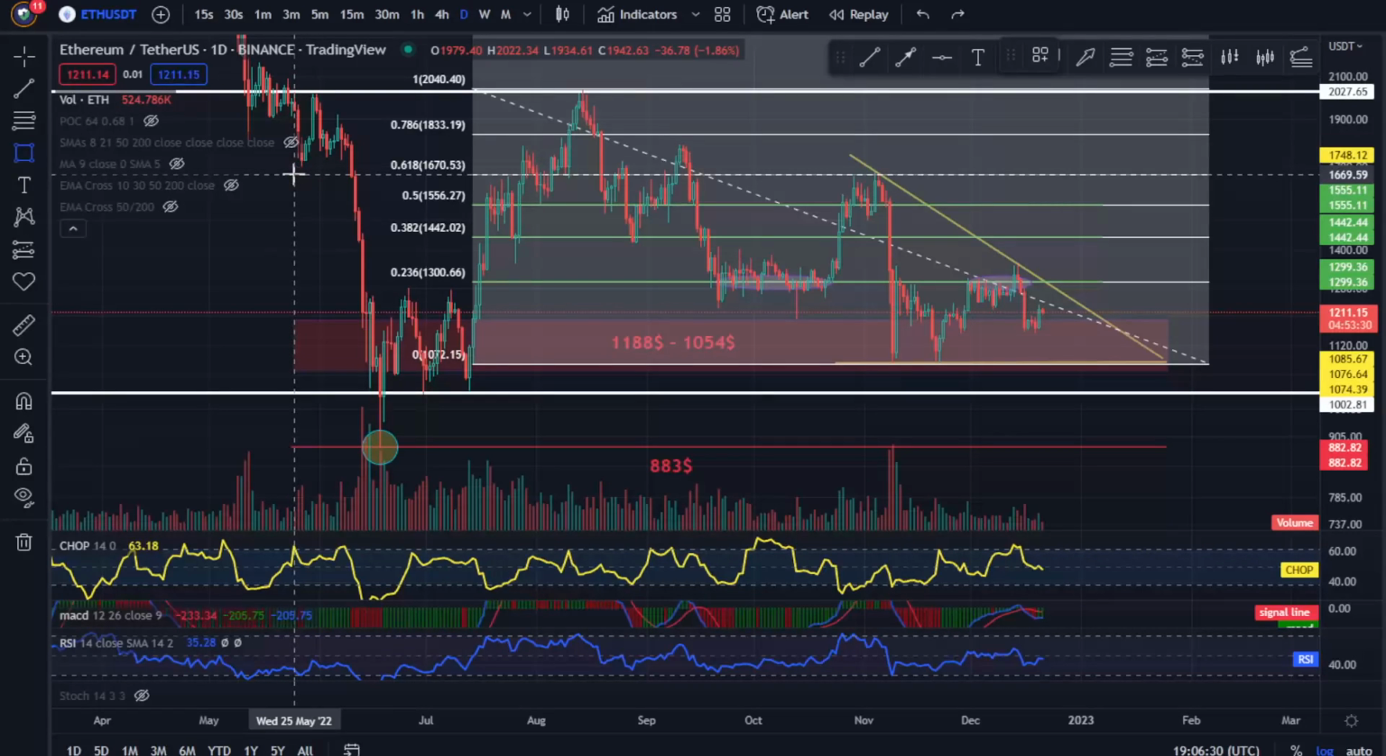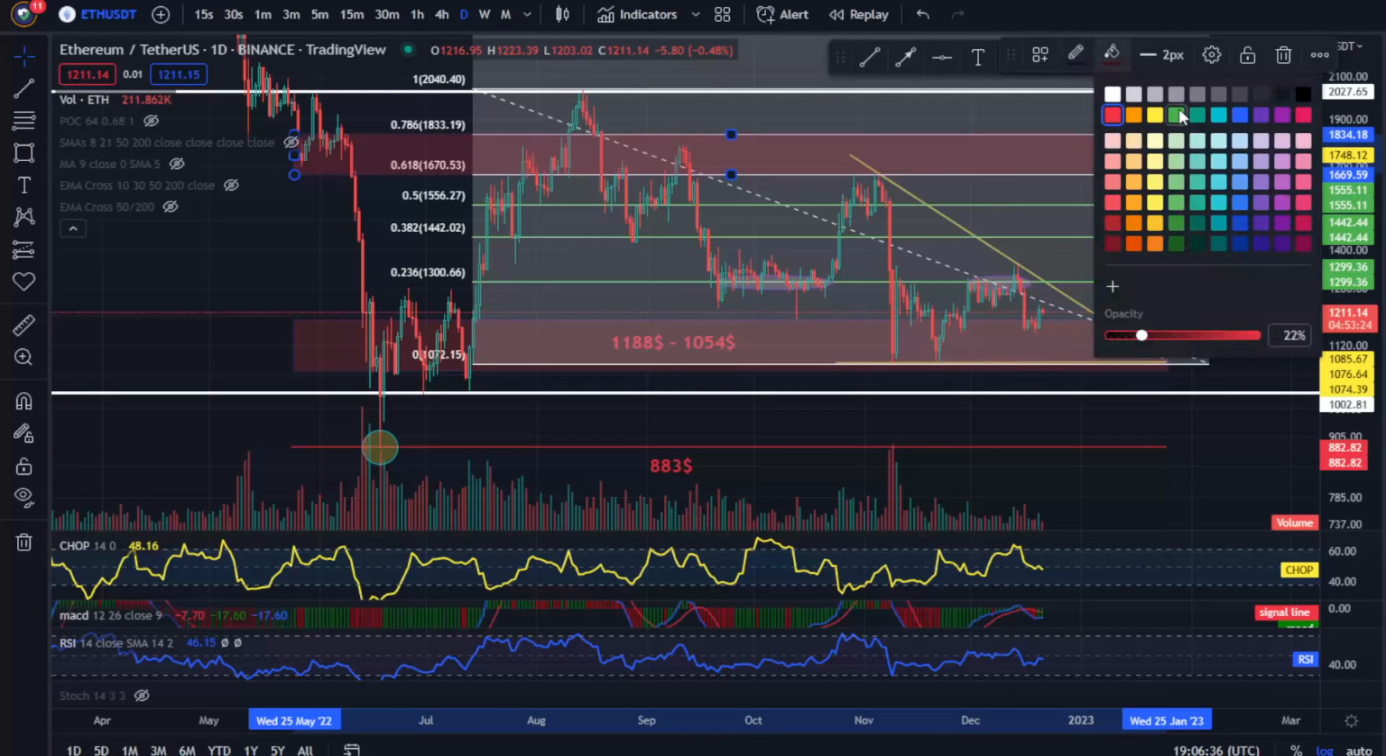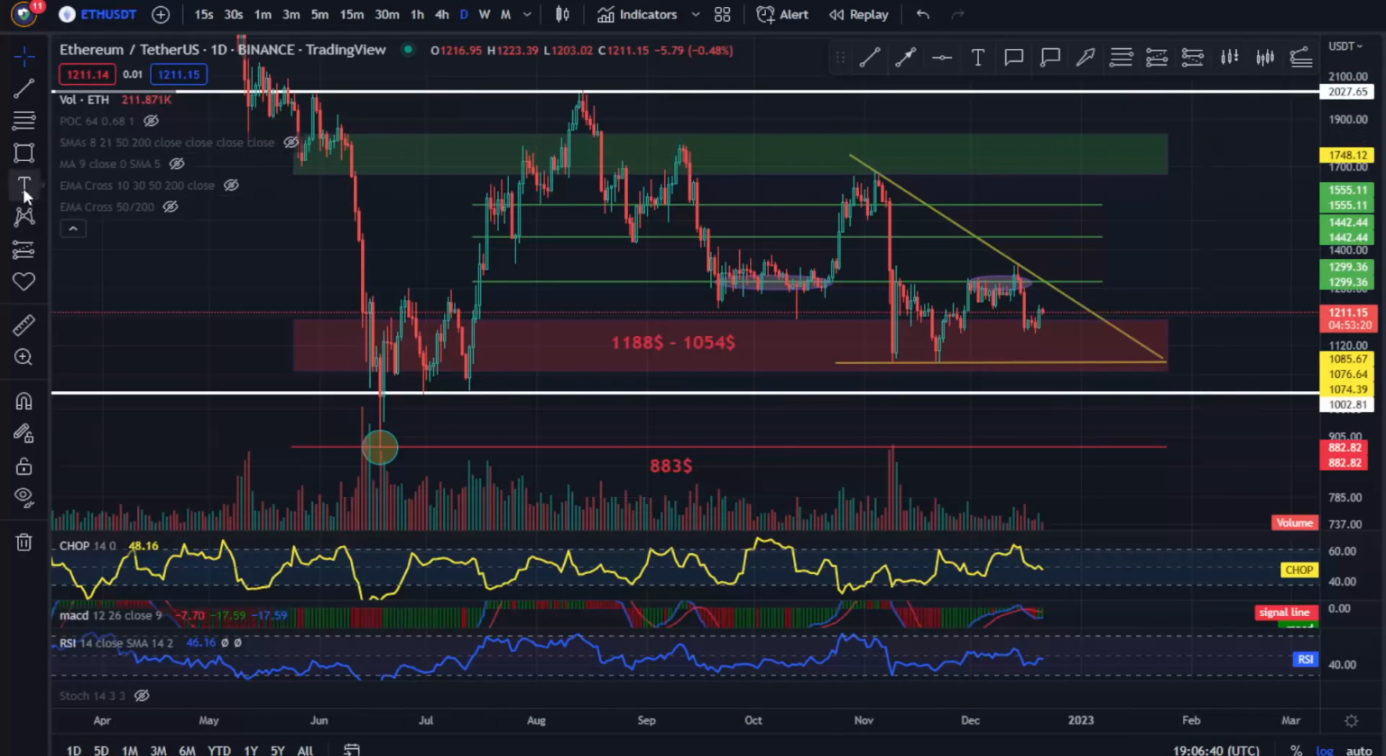Then we have a strong resistance zone from $1,667 to $1,834. Only when we manage to exit this zone upwards and test positively, we can see an attempt to exit upwards from the side channel and a further price increase.